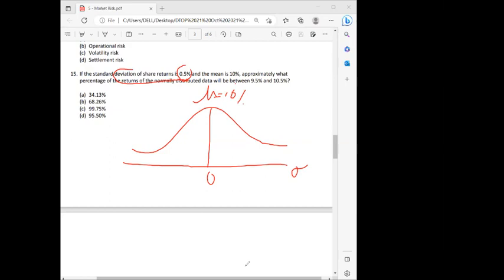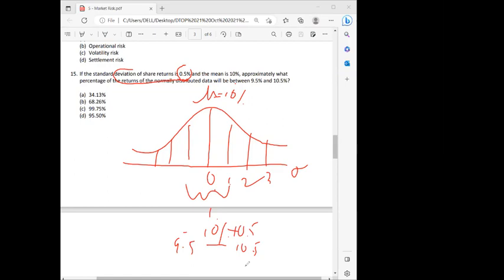Standard deviation is 0.5. So we have 1 standard deviation, 2 standard deviation, 3 standard deviation. Yeah, right? So same like this. So 1 standard deviation area is, that means if midpoint is 10%, 1 standard deviation area is 10% plus 0.5 and 10% minus 0.5. That means 9.5 up to 10.5. That is standard deviation 1 range.